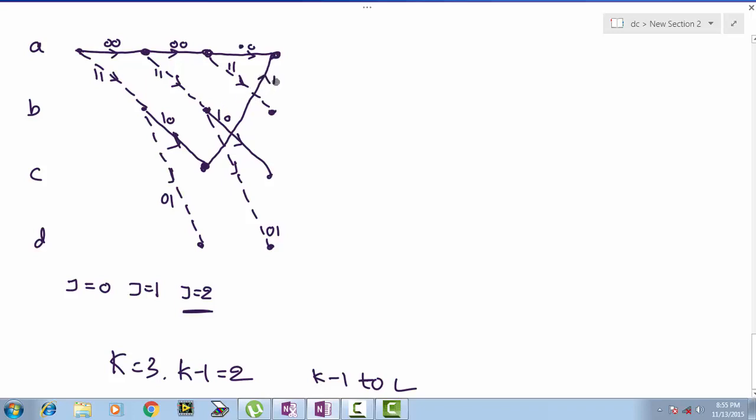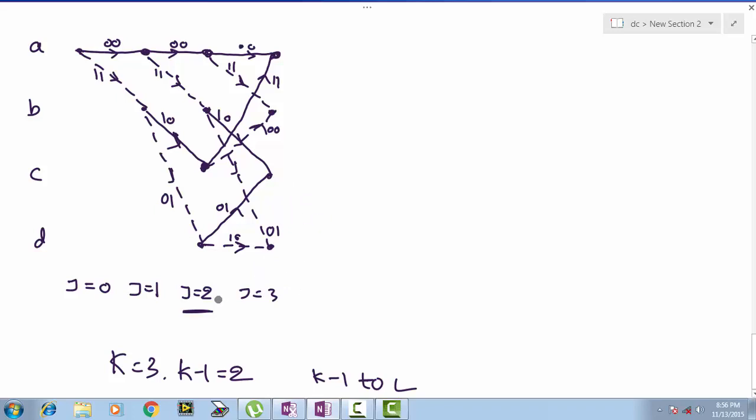Next, when we are in state C, we move to state A if the input is 0 with the output of 1 1. When we are in state C, if the input is 1, we move to state B, dotted line, with the output of 0 0. When we are in state D, if the input is 0, we move to state C with the output of 0 1. When the present state is state D, if the input is 1, we move to state D only with an output of 1 0. So this is j equal to 3.